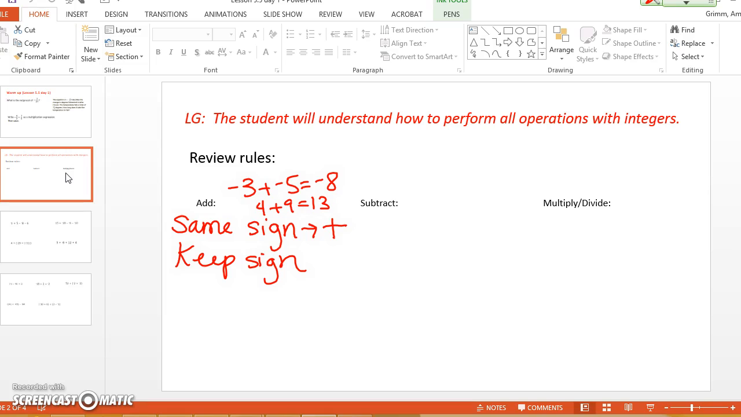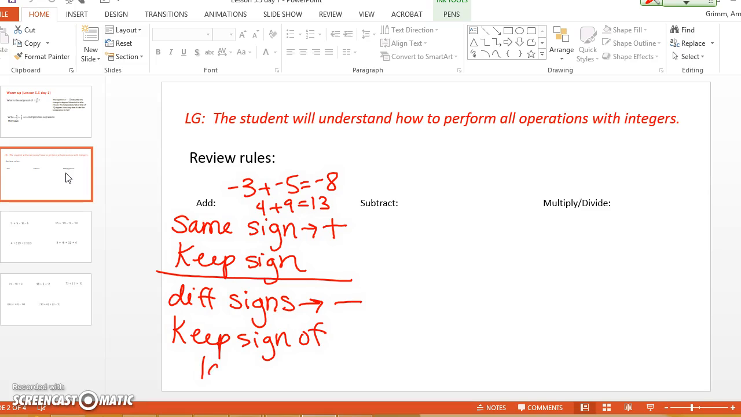Okay, what's the second rule, Brandon? If they're two different, then you subtract them. Good. Different signs, I subtract. I keep the sign of the larger number. Okay, then I would put some examples of that. I could make up some pretty quick examples. Say I do -9 plus 5. That would be -4. Or if I do a reverse one, I could say 15 plus -5. And that would be +10. So now I've got an example of both types.